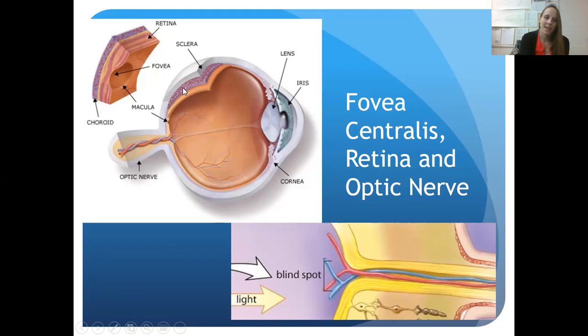This purple-ish layer in here is the middle layer, the choroid layer. And then this pink, peachy colored layer is the retina. And then this is the optic nerve right here. Where the optic nerve connects to the retina, there's actually no photoreceptors, because it's just optic nerve. And so you do have a little blind spot right there.